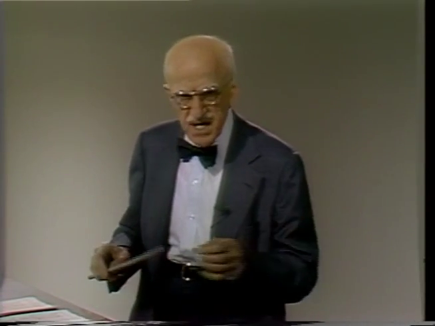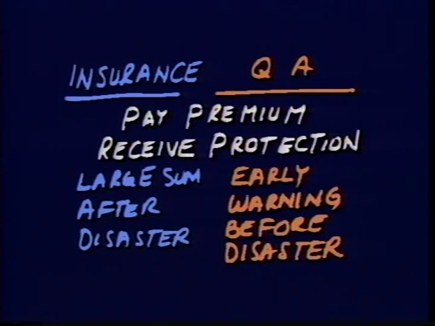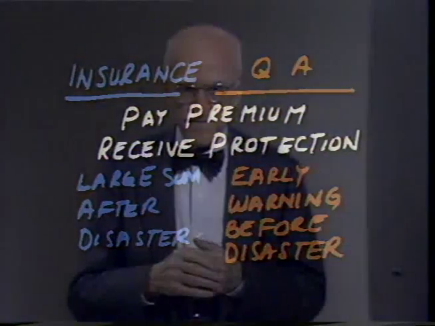This term is used here in a sense similar to that of insurance. Let's sketch this out rather briskly. Here we have the word insurance, which is defined in the dictionary. And here's the term quality assurance, QA, which is not in the dictionary. In both cases, we pay a premium. In both cases, we get protection. What differs is the kind of protection we get. In insurance, we get a large sum after the disaster. In quality assurance, we get early warning before the disaster.